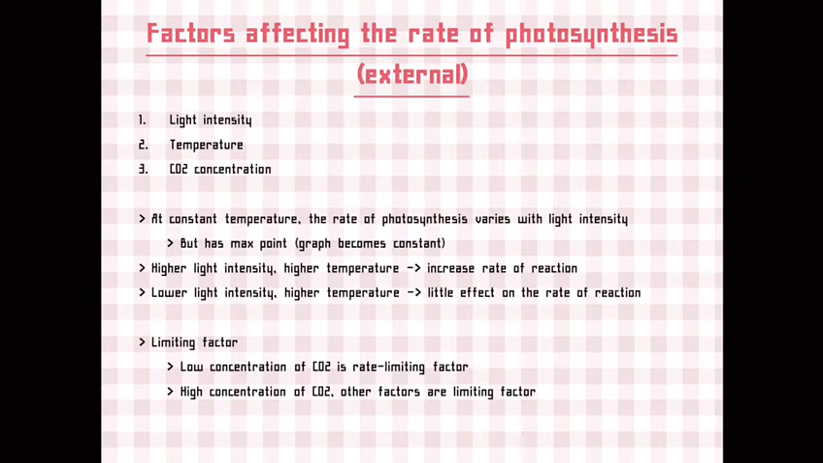We cannot say that temperature does not affect the rate of photosynthesis at all, because the rate of photosynthesis changed with temperature in other research when the only variable was temperature. For the limiting factors, a low concentration of CO2 becomes the rate limiting factor, whereas a high concentration of CO2 makes other conditions the rate limiting factor.